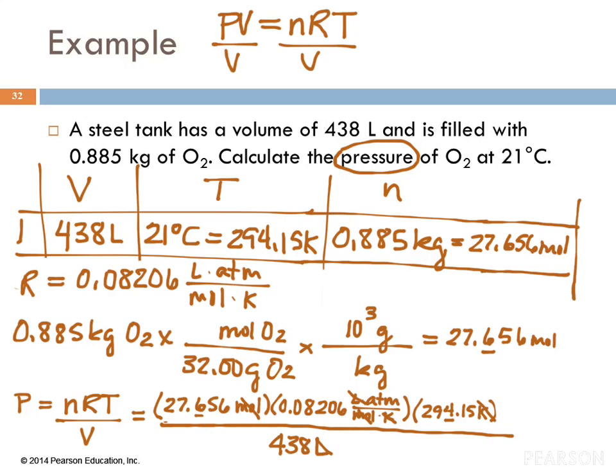The units then, moles cancel, liters cancels, kelvins cancel. So we get 27.656 times 0.08206 times 294.15 divided by 438. And that equals, this should now have 3 sig figs, right? 1.55.2, and what's the unit? ATM, atmospheres. Okay?